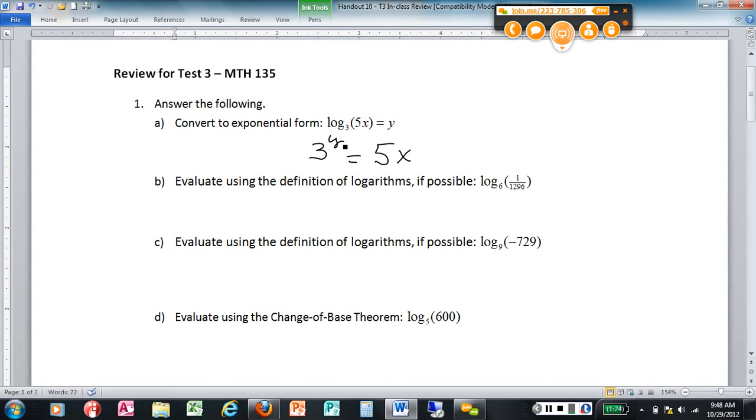Now, on B, this is the same thing, because if I say evaluate using the definition of logarithms, if possible, what I mean by that is the very same thing. The definition of this is the definition of logarithms. This goes to this, and that goes to that. That's the definition of logarithms. So if I say use the definition of logarithms, that's what I mean. All right, so let's see if we can do that the way I did it in class anyway.